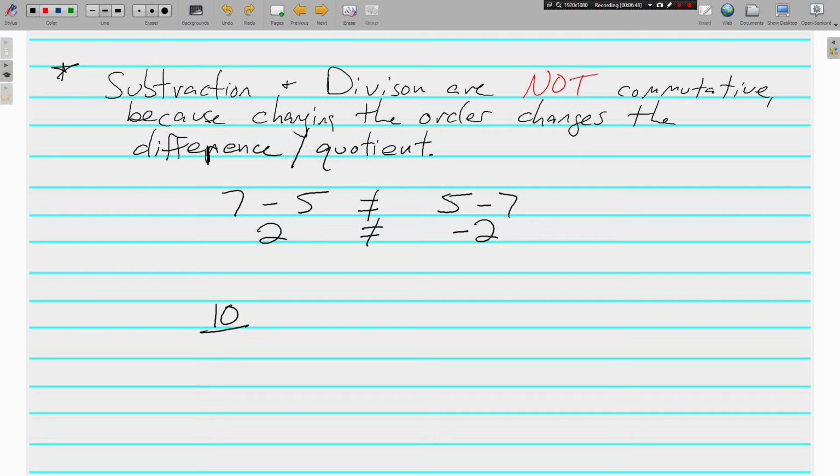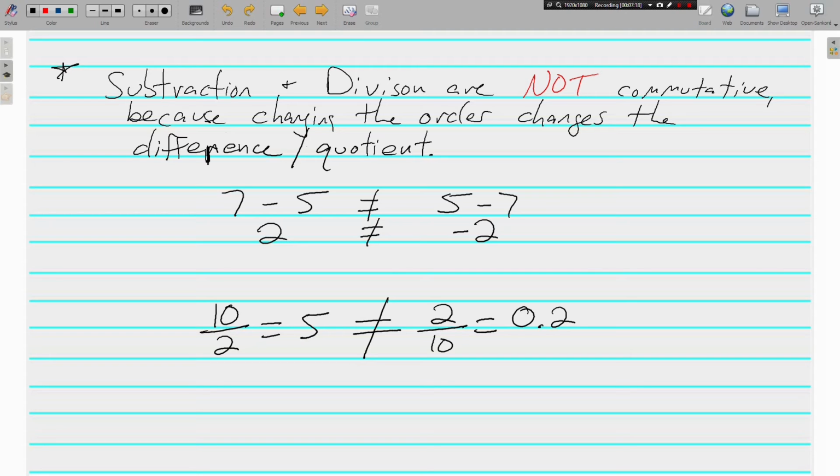Same thing with dividing. 10 divided by 2 is 5, but 2 divided by 10, it's not negative 5. 2 divided by 10 is actually 0.2, or 2/10 written as a decimal. These are not equal. Changing the order will affect the answer to a subtraction or division problem.